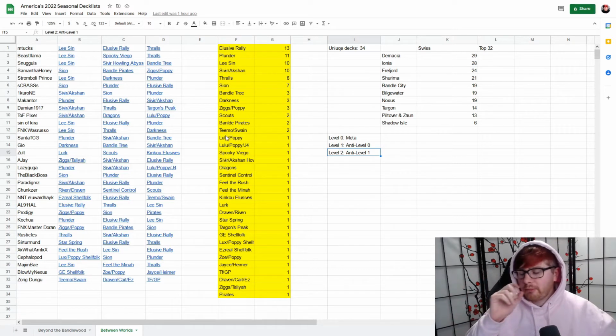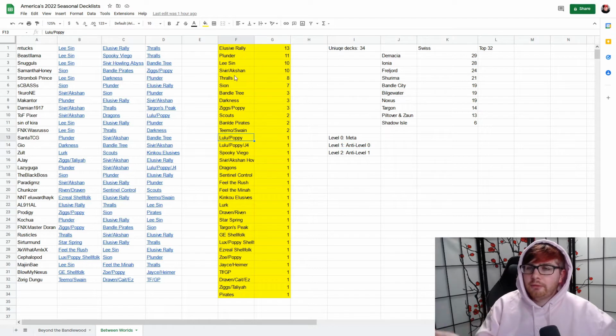Things that I want to highlight. Number one, you might be saying, why is Lulu Poppy separate from Elusive Rally? Well, in this specific instance, this Lulu Poppy deck was a Yordlesmith deck. So the only Elusive that they actually ran was Bandle Commando, which is very different from the Poppy Zed decks that we're seeing. And then the Lulu Poppy J4 was a little bit more top end. It ran things like Radiant Guardian and Scattered Pod. It was very separate from this.